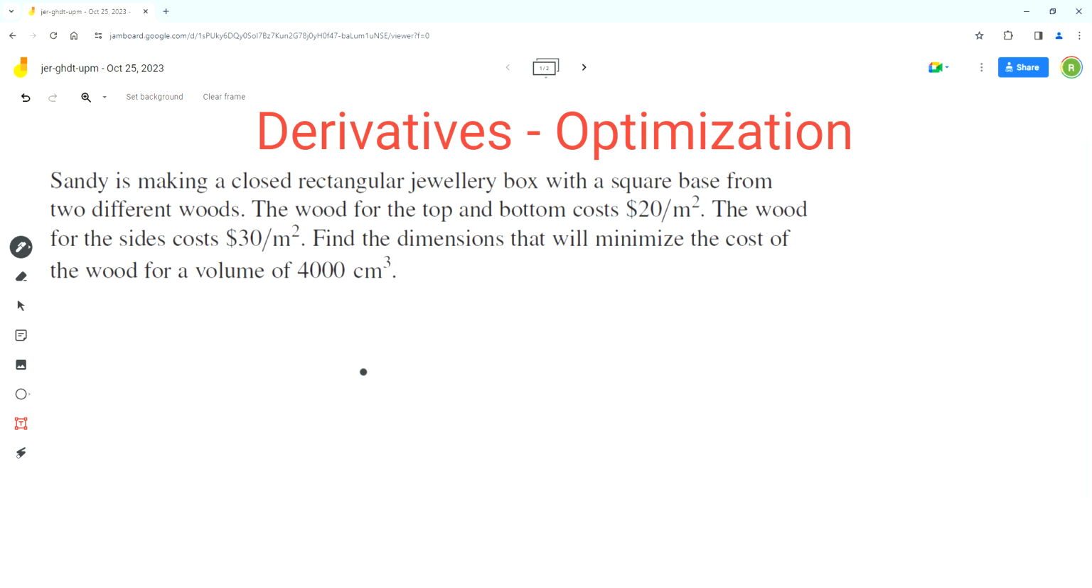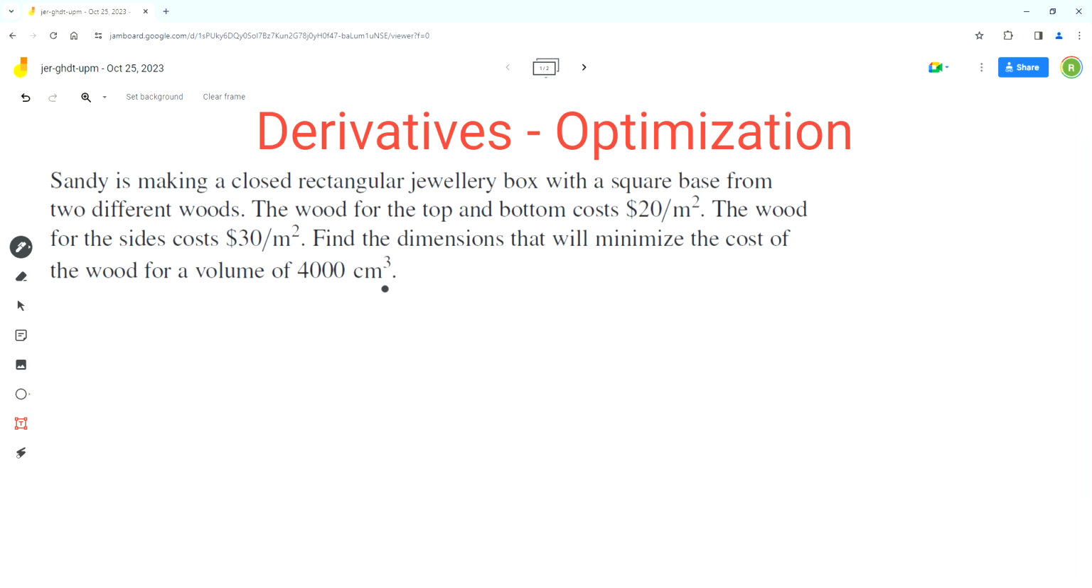So in this video, we'll solve this word problem using the concepts of derivatives. As per the word problem, Sandy is making a closed rectangular jewelry box with a square base from two different woods. The wood for the top and bottom costs $20 per meter square and the wood for the sides costs $30 per meter square. Find the dimensions that will minimize the cost of the wood for a volume of 4000 centimeter cube.